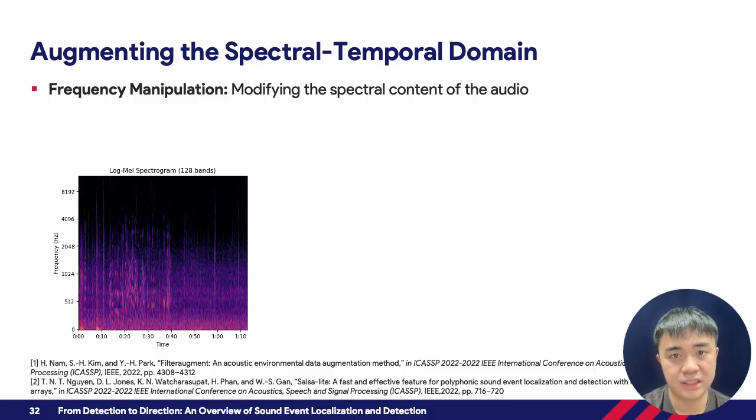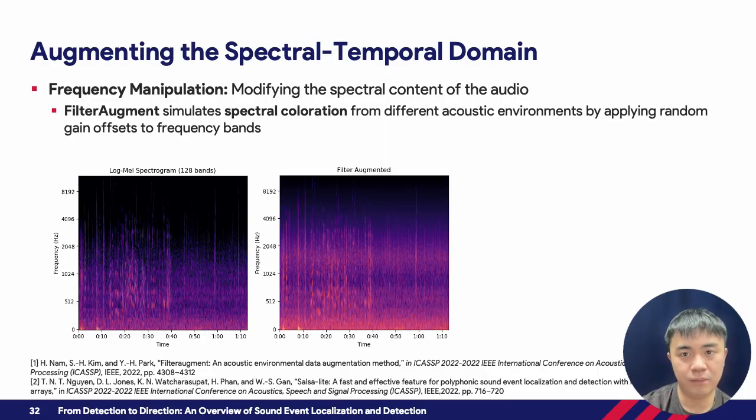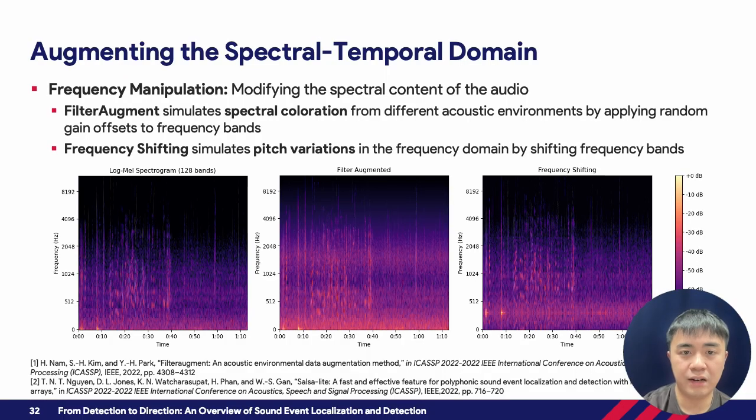Now, other spectral techniques manipulate the frequency content directly. For example, we highlight FilterAugment, which manipulates the spectral correlation from different acoustic environments by applying random gain offsets to different frequency bands. We also highlight frequency shifting, which simulates pitch shift in the frequency domain by shifting frequency bands up or down.